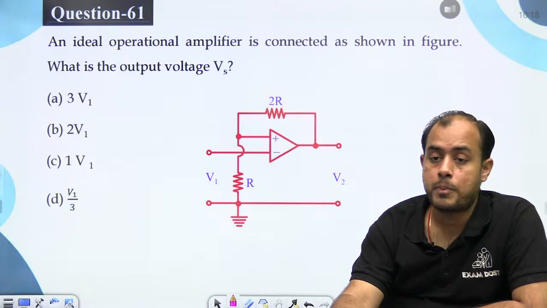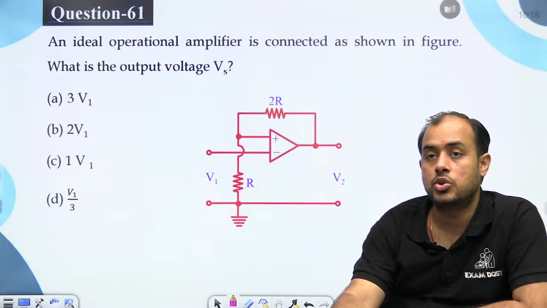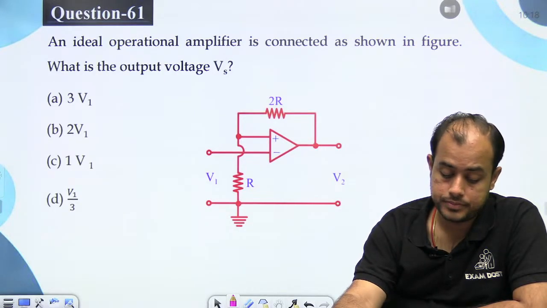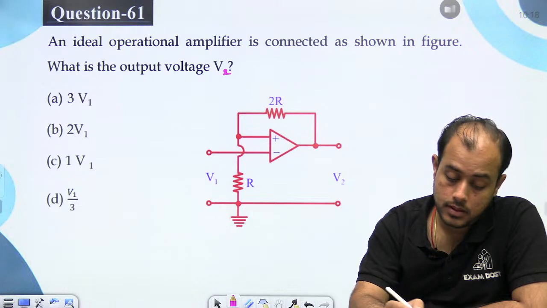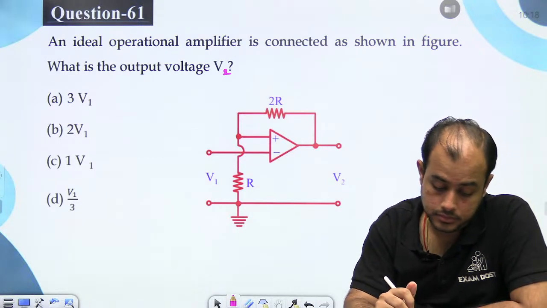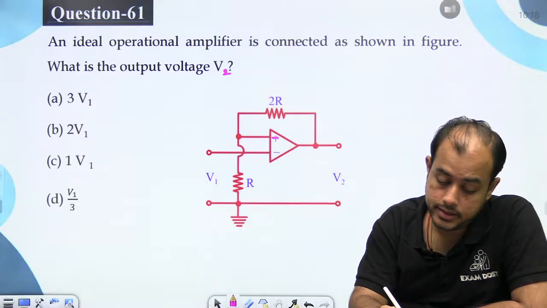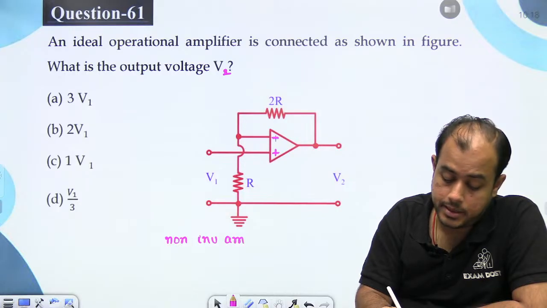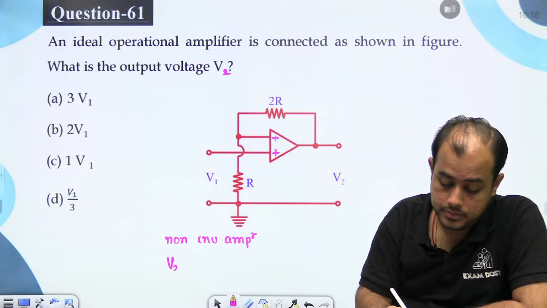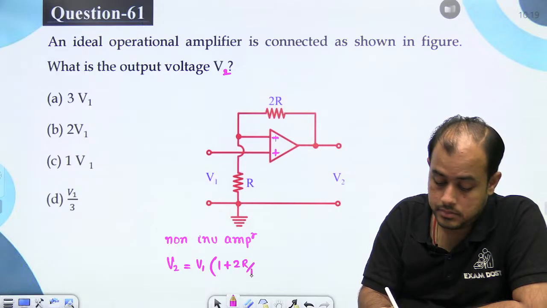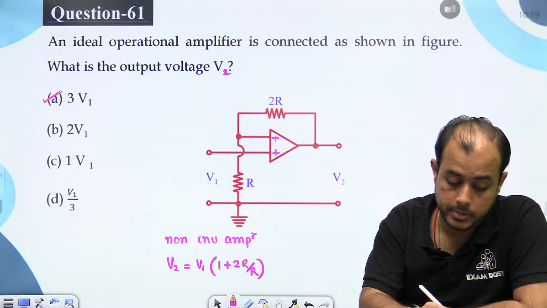Next, an ideal op-amp is connected as shown in the figure. What is output voltage V2? ये ना माइनस प्लस एक्सचेंज होंगे. This is a non-inverting amplifier. So this will be 3V1.